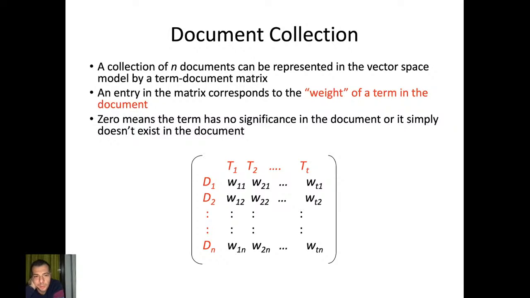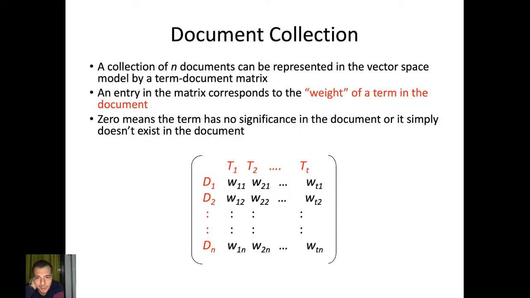Okay, so first, how do we build these weights? Having a collection of n documents, we can represent documents in the vector space model by computing a term document matrix. This is going into what we tried to explain intuitively before with the bag of words. Then an entry in this matrix corresponds to the weight of a term in the document.